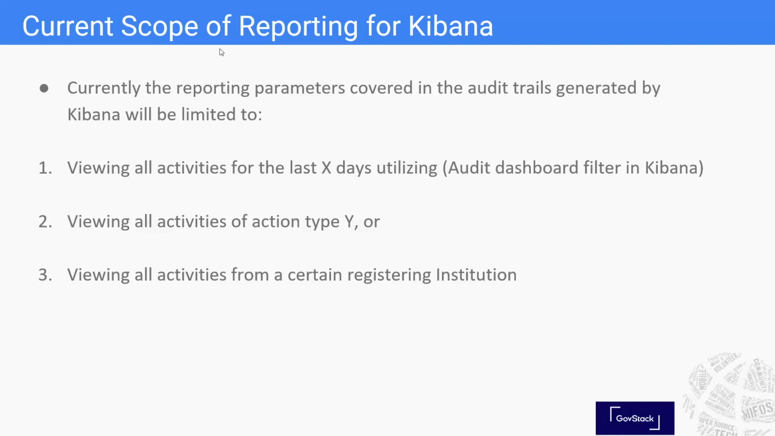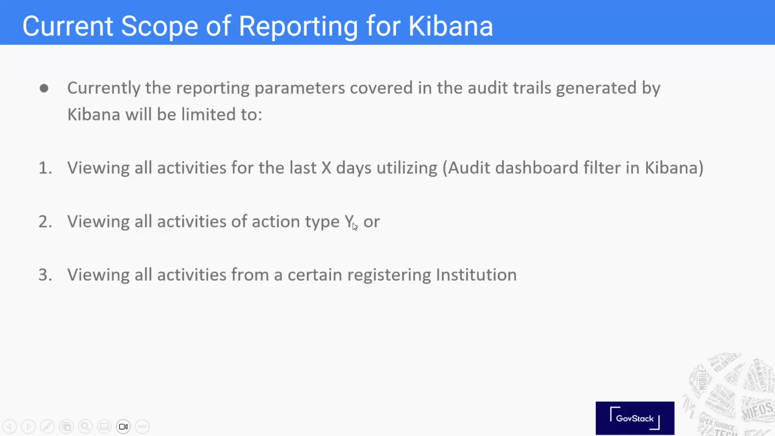So the parameters that are covered are, it lets you view all activities of the last X days. For example, again, you will use the audit dashboard filter in Kibana, and we're going to see how that filter can be implemented or where it is used. So you could view the activities of the past X number of days as you want. You could view all the activities of a specific certain action type.